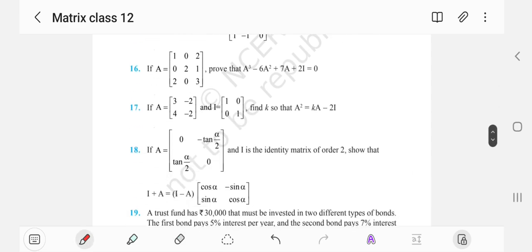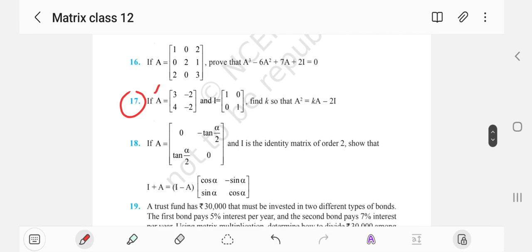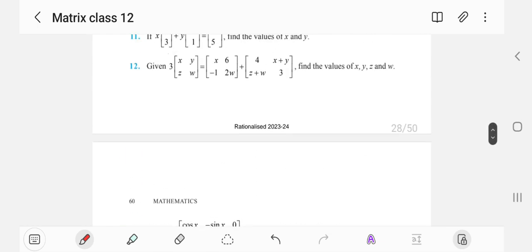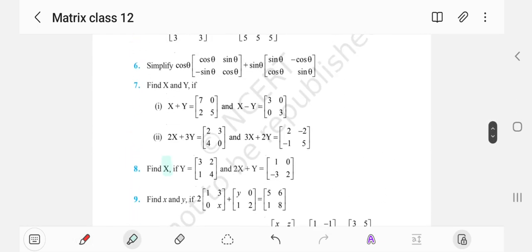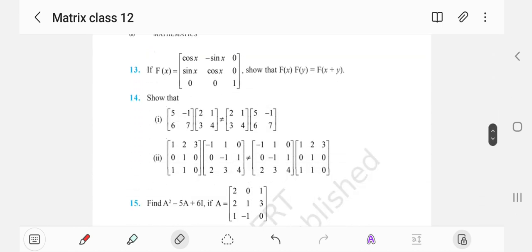Okay, fine. Now moving ahead to question number 17. In question number 17 we have a matrix and I. We have to find k so that this holds. Now this type of question is also quite important. All those questions in which we have to find some value, whether it be the value of x or these x, y, z, t, such questions are important. Keep in mind.